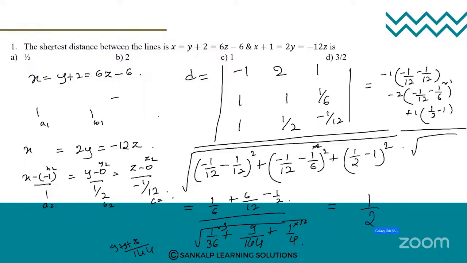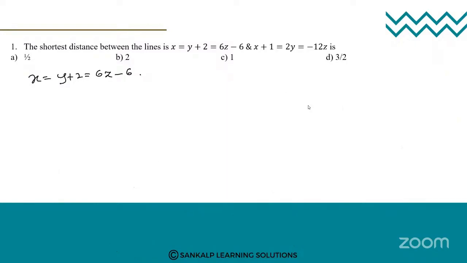I'm getting the answer as 2, not 1 by 2. I'm getting the answer as option B, 2, upon solving. Please check. I'll give you a moment. Please check that. Yes, so here my answer is 2. Okay, so this was the question. Next.